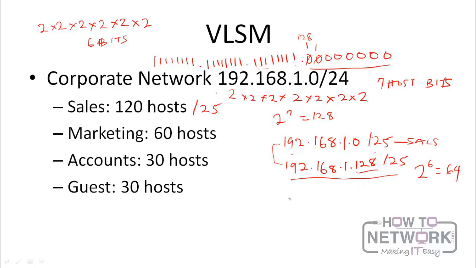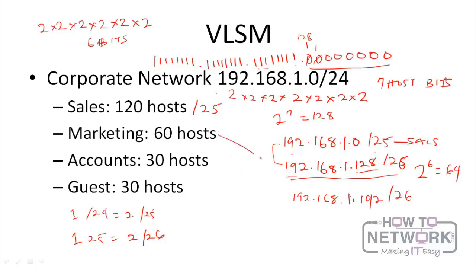So we know that if the first one is 128, the next one would be 192.168.1.192. But this time it's going to be /26. And in other words, from what we can see here is that 1 /24 network equals 2 /25 networks. Also that 1 /25 network can be further subnetted into 2 /26 networks. So again, we are going to pick which one we want to use for marketing. And we're going to say, that's okay. Let's assign the first one to marketing, which is this /26. And then we're going to further subnet this between accounts and guests.